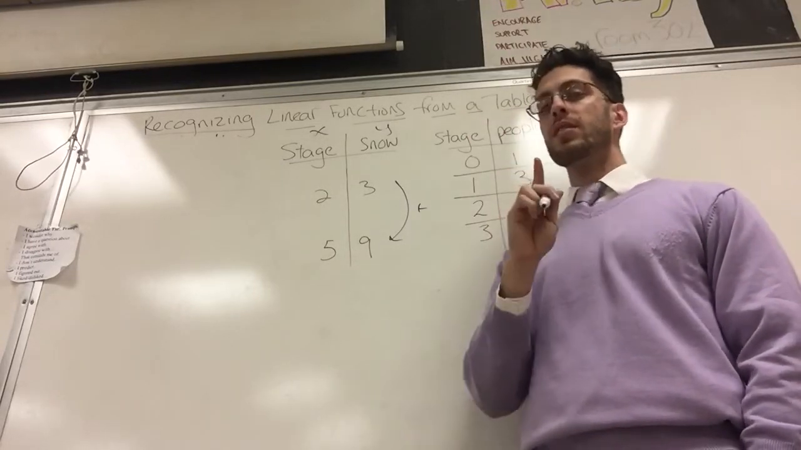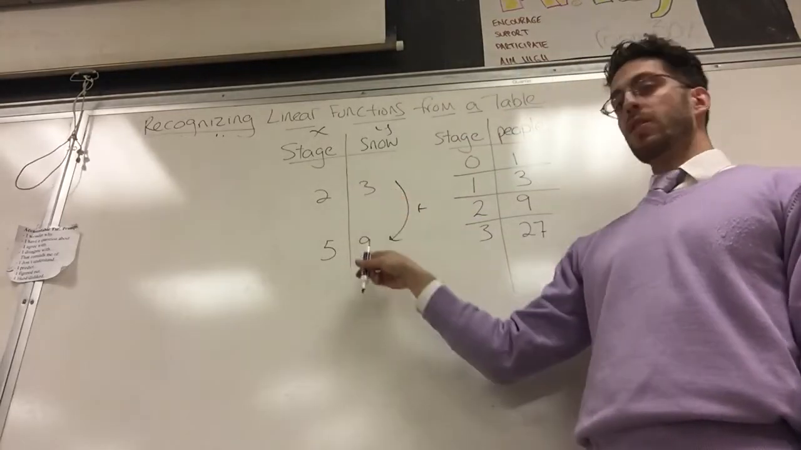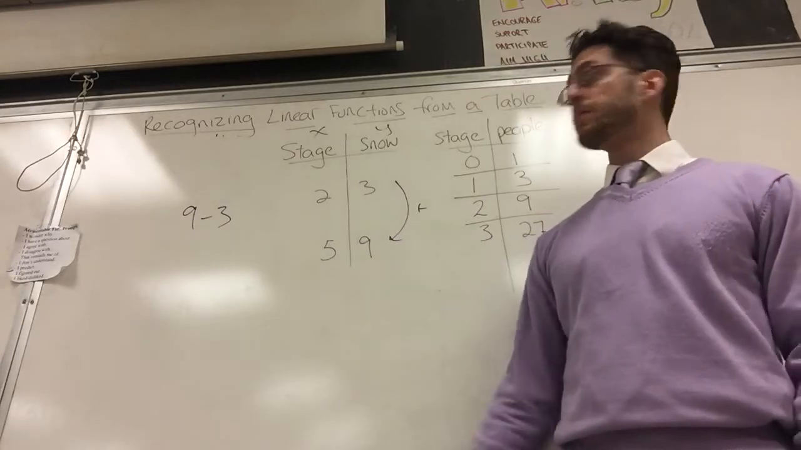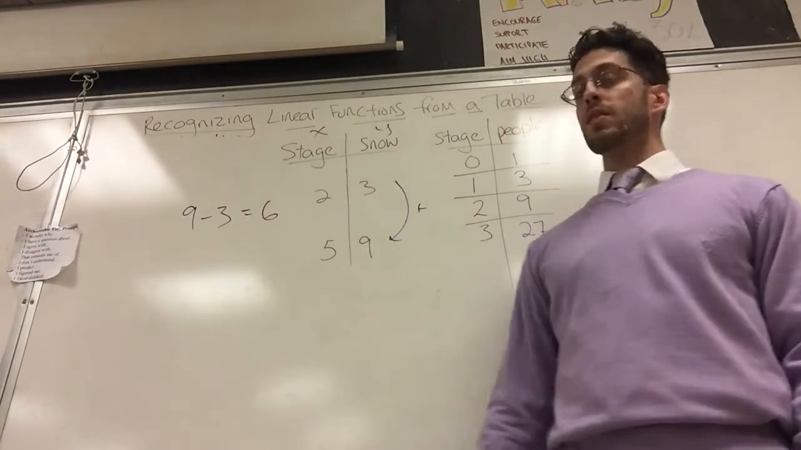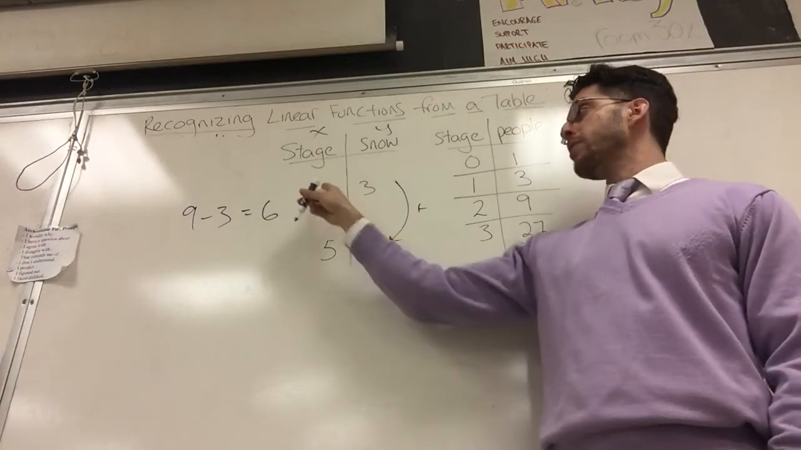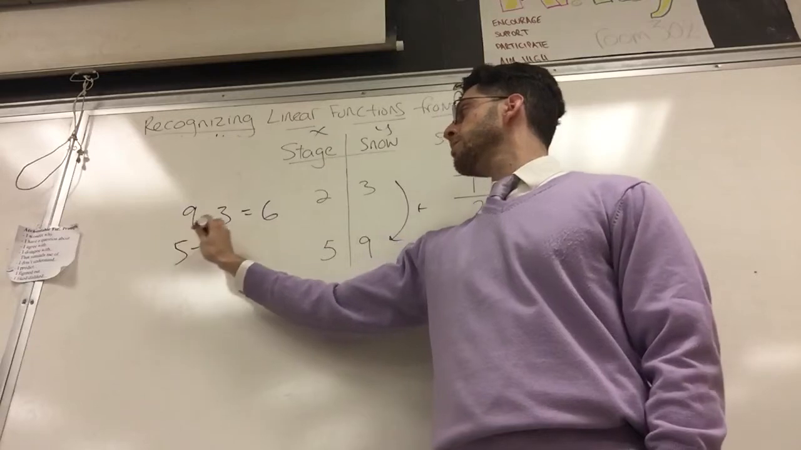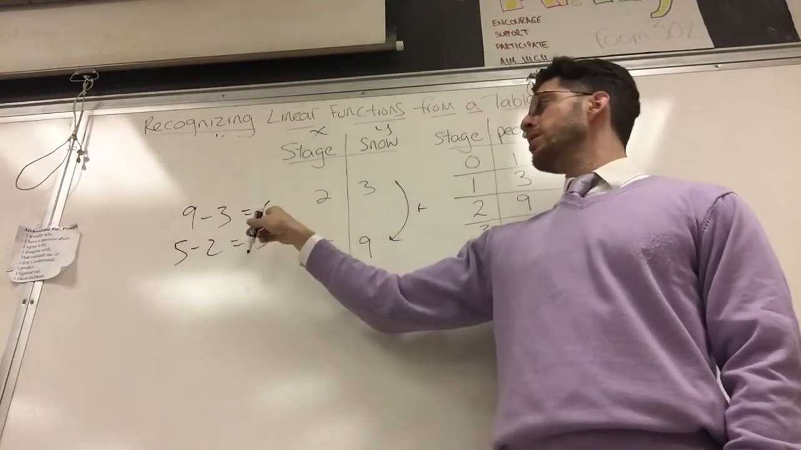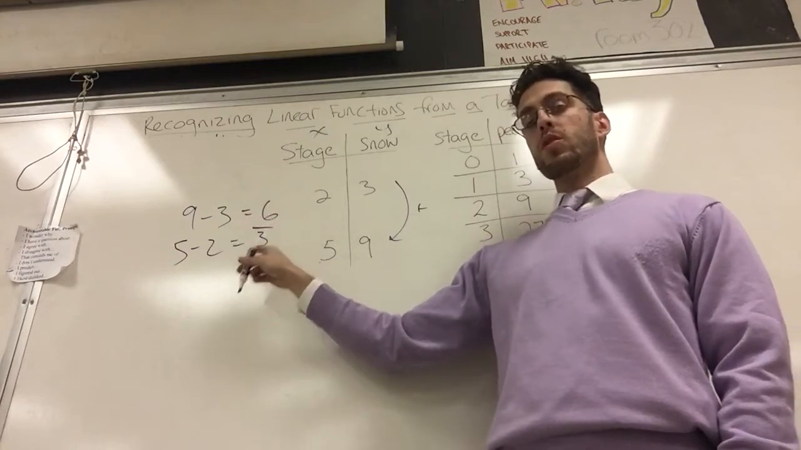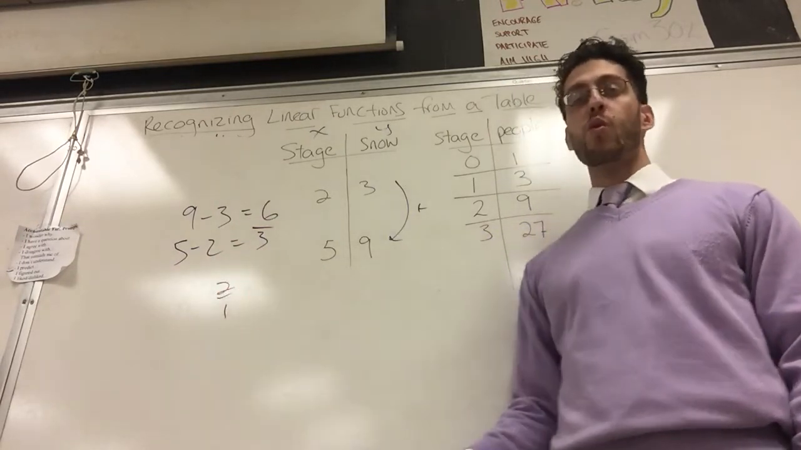And because there's a constant rate, I just got to figure out what happened from here to here. 9 minus 3. Hopefully that's 6. 6 inches got added to the ground after how much time passed by? 5 minus 2. 3 hours passed. 6 inches added to the ground after 3 hours. If you reduce this, 6 over 3 is really 2 over 1. The constant rate is 2 over 1.